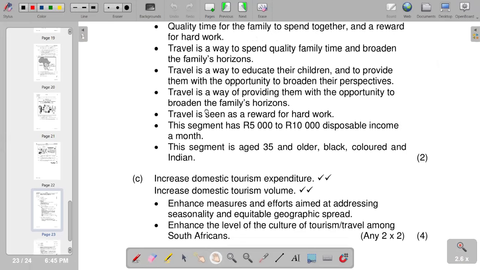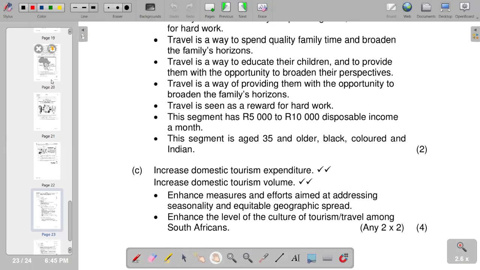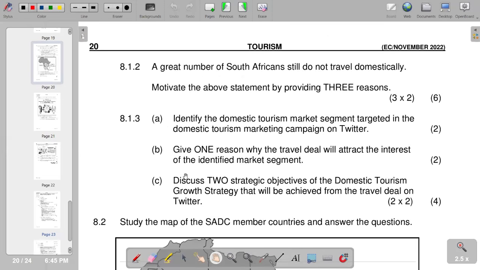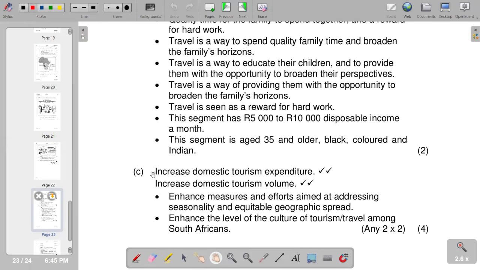Then moving on to part C, whereby you have to discuss two strategic objectives of the domestic tourism growth strategy that will be achieved from the travel deal on Twitter. So on that part, we have to increase domestic tourism expenditure, increase domestic tourism volume, and enhance measures and efforts aimed at addressing seasonality and equitable geographical spread. So those are the responses that we have.